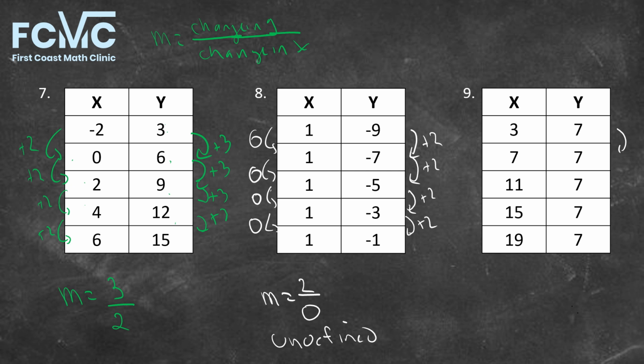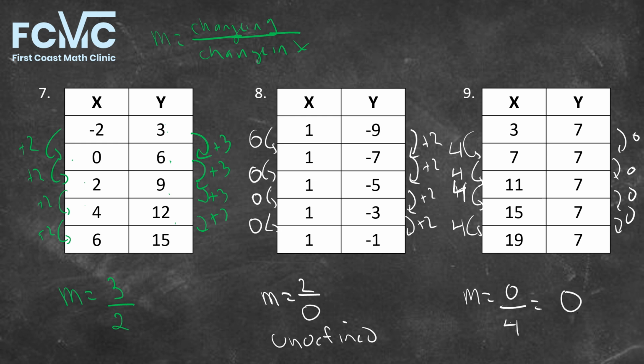Number 9, well, all of our y values are 7, so we have no change there. So that numerator is going to be 0 over, well, what's our change in x? We're going 3 to 7 to 11 to 15 to 19. So that's going to be positive 4. So we have 0 over 4. And whenever we have 0 in our numerator, that slope is going to be 0. So this is going to be, we know, a horizontal line. And number 8 is a vertical line.